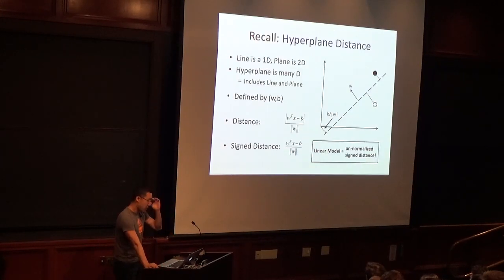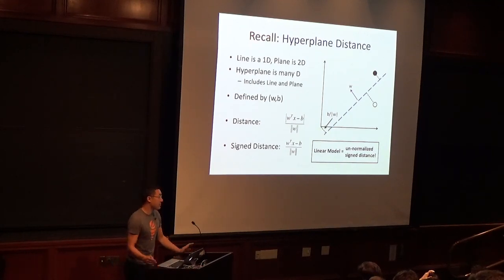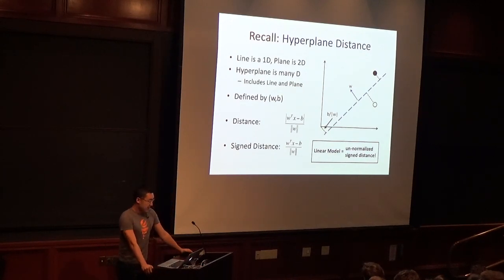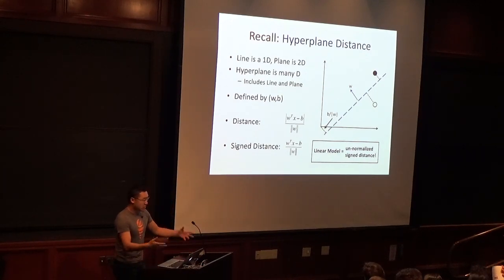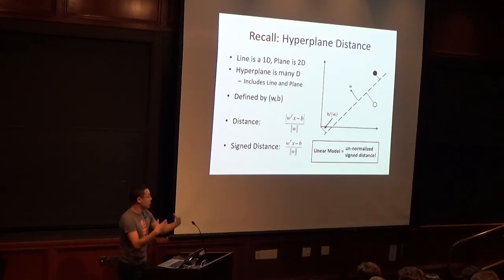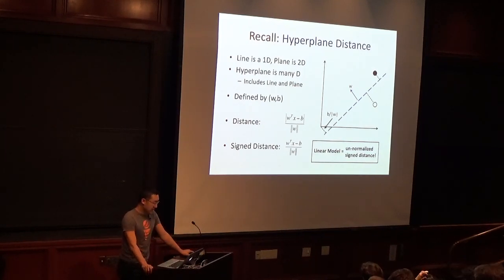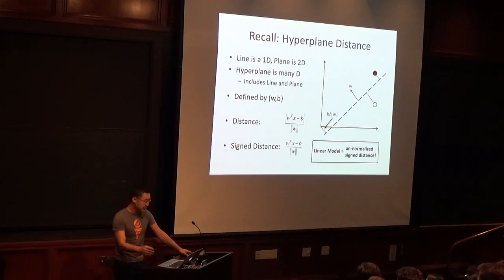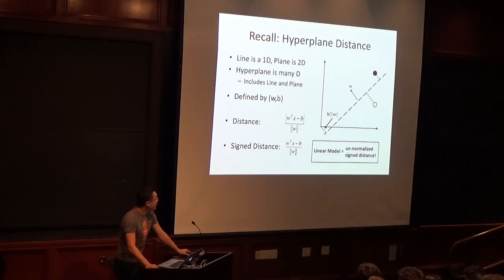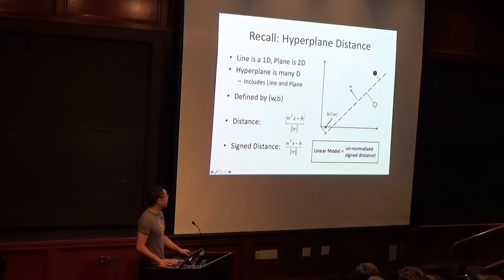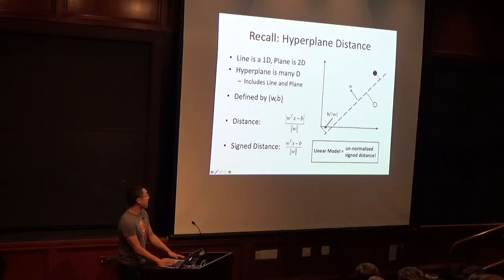Okay, so just a recap of some definitions. We're going to talk about hyperplanes a lot in the first half of this lecture. Think of a line as a quote-unquote 1D plane; what we normally think of as a plane is a 2D plane. A hyperplane is just a plane in many dimensions. It includes lines and planes as special cases, and is defined by a tangent vector and an offset.